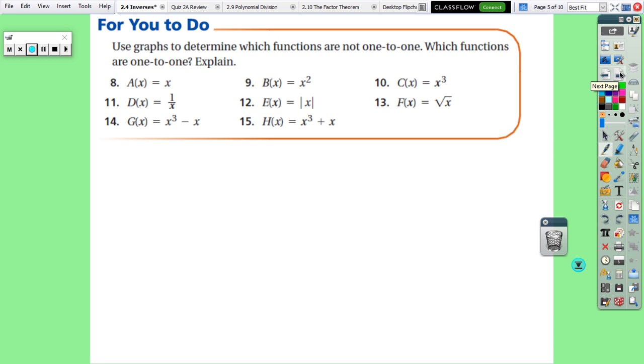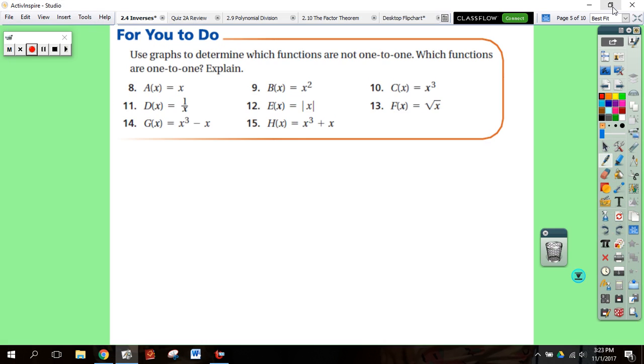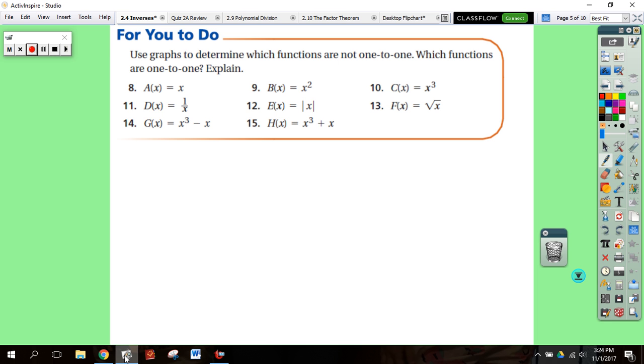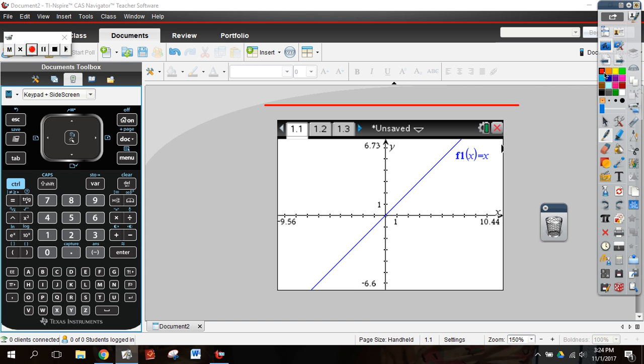Okay, this one wants us to use graphs to determine which functions are not one-to-one and which functions are one-to-one. So what I've done is I've graphed all of these, and I'm doing this wrong, so I have to do a desktop annotate. Okay, so this is the first graph. This is the graph f of x is equal to x.